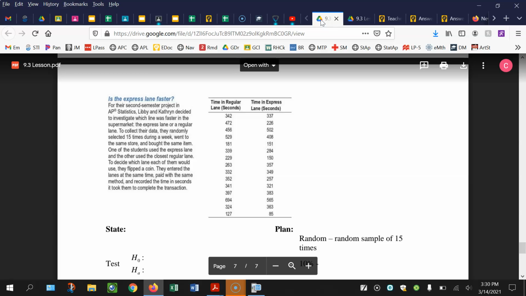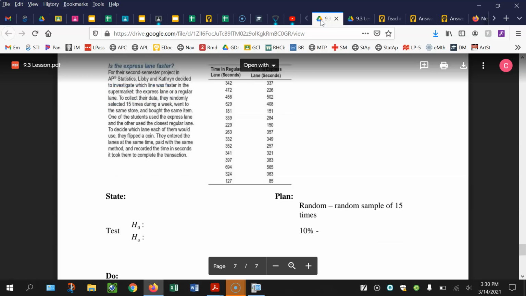To collect their data, they randomly selected 15 times during a week, went into the same store and bought the same item. One of the students used the express lane and the other used the closest regular lane. To decide which lane they would use, they flipped a coin. They entered the lanes at the same time, paid with the same method, and recorded the time in seconds it took them to complete the transaction.